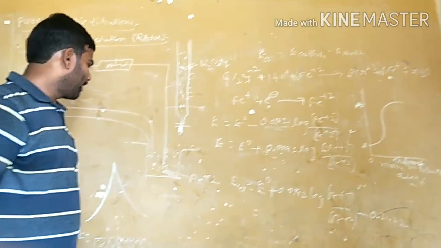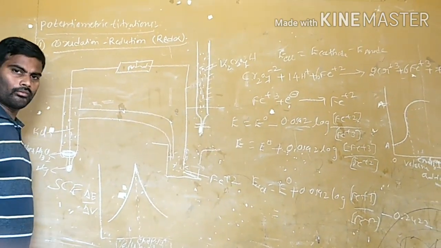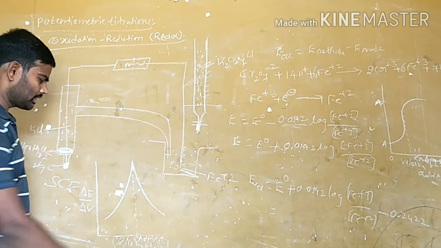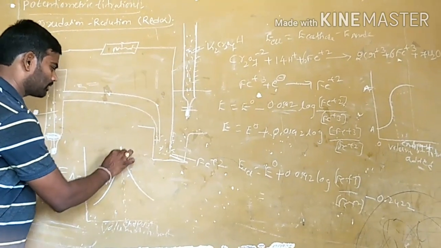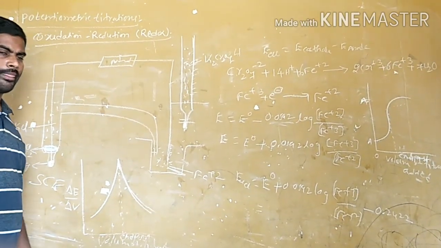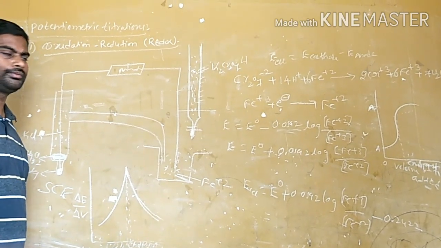To get the exact endpoint value, we plot a graph between delta E by delta V versus volume of titrant. We get curves in this form, and this gives the exact endpoint value.